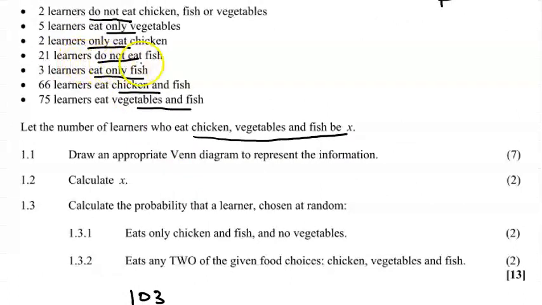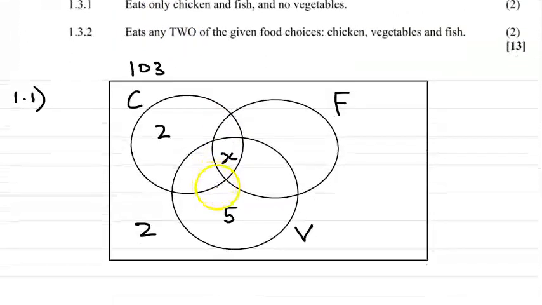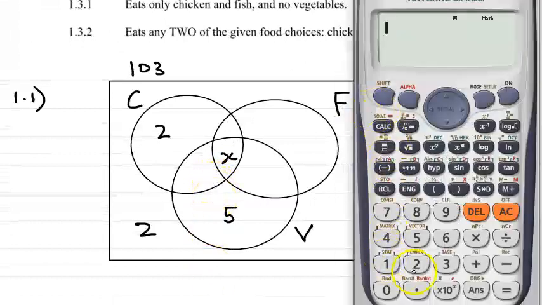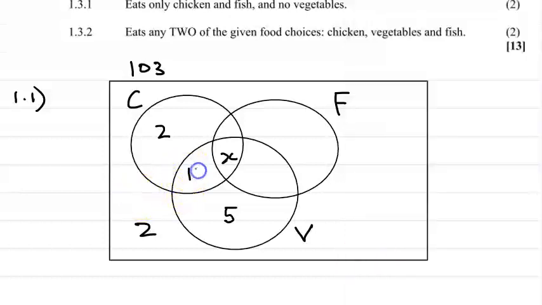21 learners do not eat fish. So therefore, we're going to say 21 minus 2 minus 5 minus 2. First, 2 learners eat chicken only. 5 learners eat vegetables only. 2 learners do not eat chicken, fish, or vegetables. So 21 minus 2 minus 5 minus 2 will equal 12. So therefore, we will have 12 learners who are going to eat chicken and vegetables.